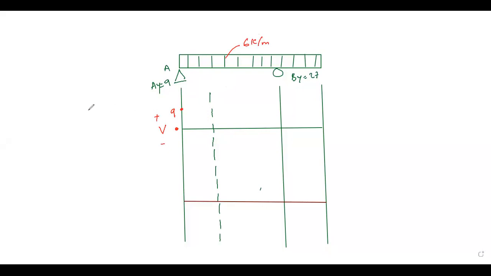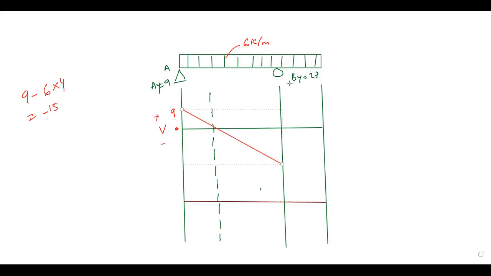So the equation will be 9 minus 6 into 4, which is equal to minus 15. So minus 15 will be somewhere here. If we draw the value, this is minus 15.